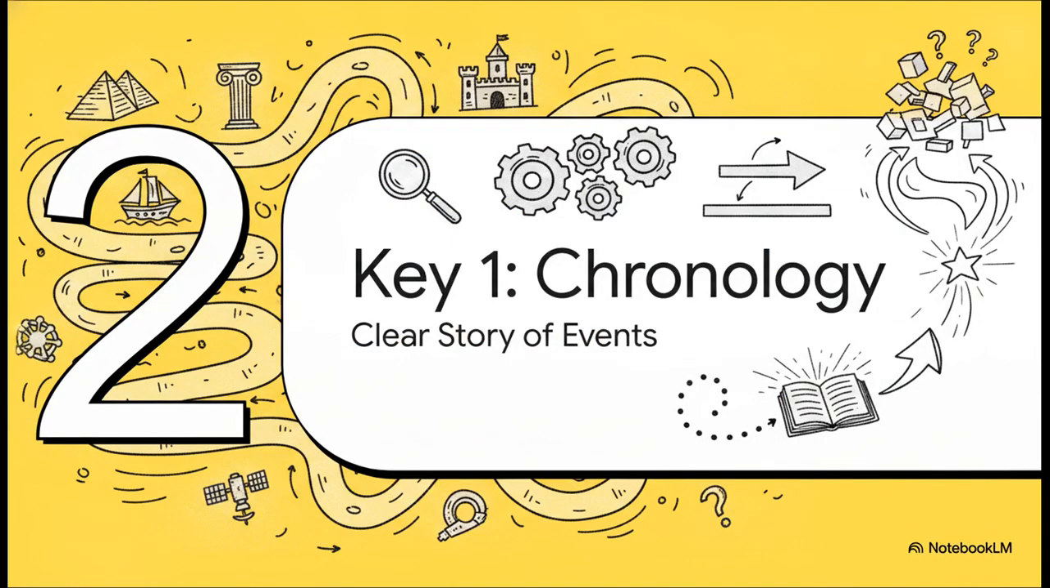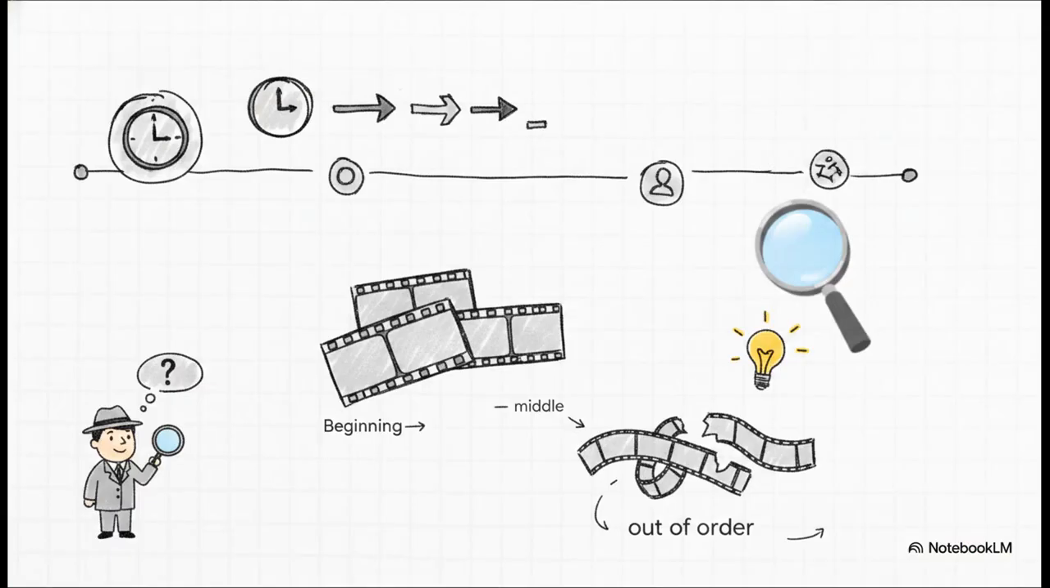Section 2. Key 1. Chronology and building a clear story of events. Let's go ahead and pick up our very first master key. I am incredibly excited to share this one with you because this is the tool that takes a super confusing pile of facts and magically transforms it into a clear, gripping story.